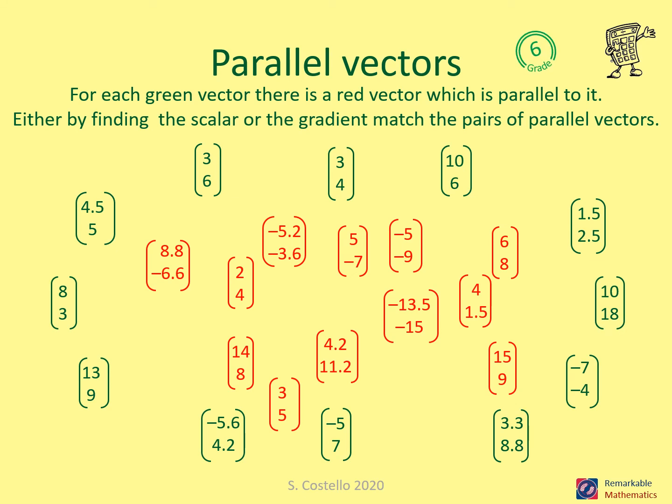For each green vector, there is a red vector parallel to it. Either by finding the scalar or the gradient, match the pairs of parallel vectors. So this is a calculator exercise. Work through this. Some of them are tricky. Work through them as best you can. Once you've done them, come back and check your answers.